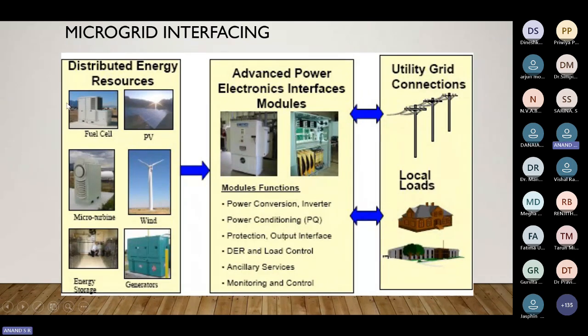So the concept is that we have the distributed resources, then we have the advanced power electronic interface modules and the utility grid connection. This communication is two directional, and power is coming from the generators to the interfaces, and then it goes to the local loads.